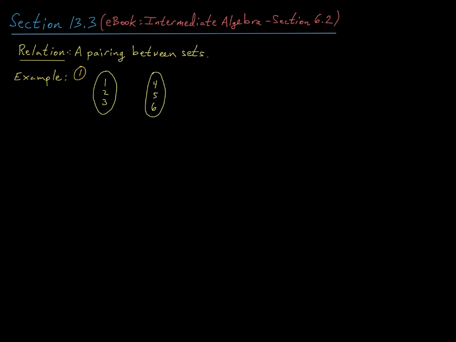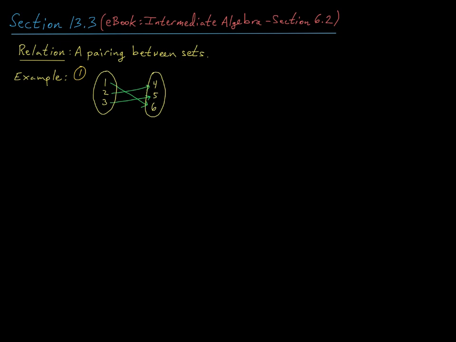And we say that a relation is a pairing between sets. So if I have a set of numbers, say the numbers 1, 2, 3, and another set of numbers, say 4, 5, and 6, I can create a pairing between these sets as follows. And I'll just make one up just to illustrate. So let's say 1 is paired with 6, 2 is paired with 4, and 3 is paired with 5. Okay, so this pairing you see between these two sets of numbers is what we call a relation between these sets.